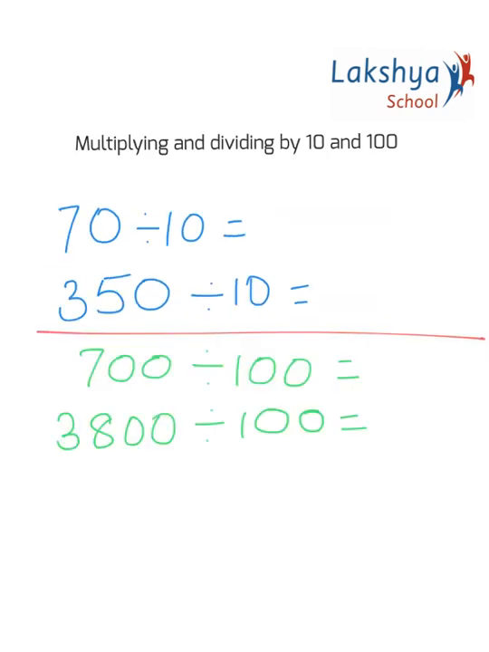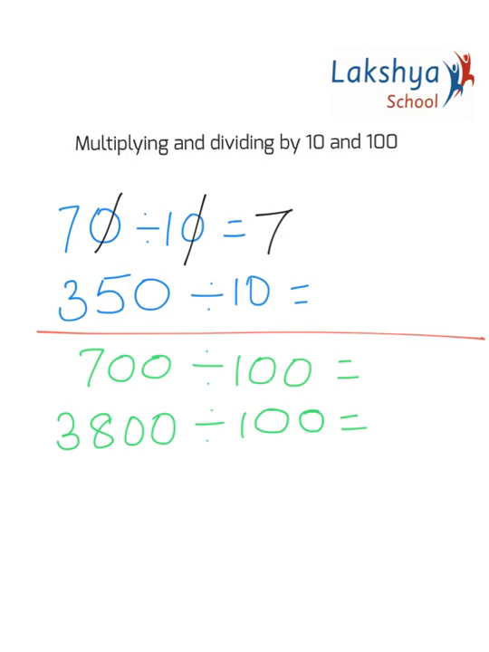Now, let's learn what happens to a number when divided by 10 and 100. When you divide 70 by 10, the answer is 7 because the 0 of 70 and the 0 of 10 get cancelled and we get 7, or we can say the digit 7 moves one step to the right.